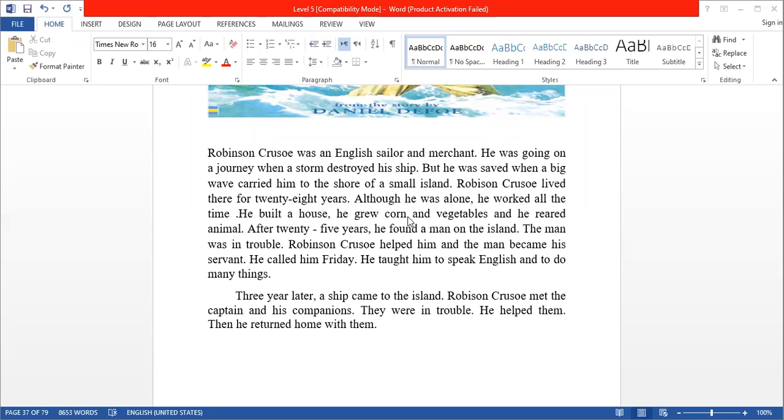He lived about 28 years. Although he was alone, he worked all the time. Although he was the only one on that island, all the time he was working. He built a house. He grew corn. You know, corn.